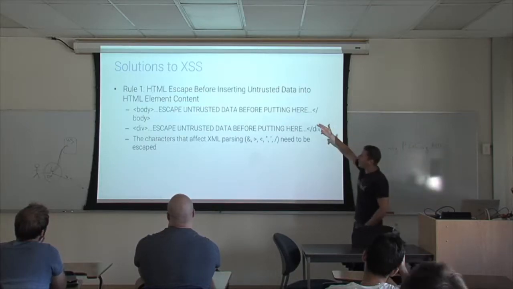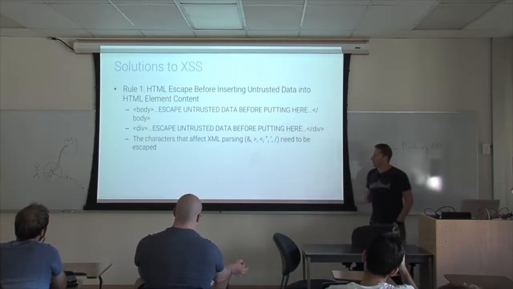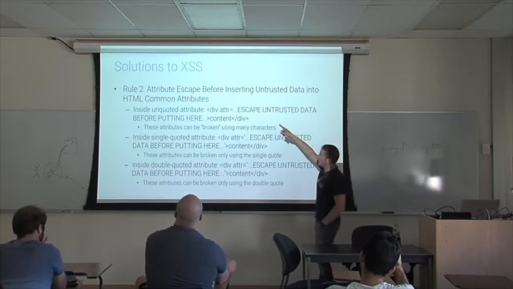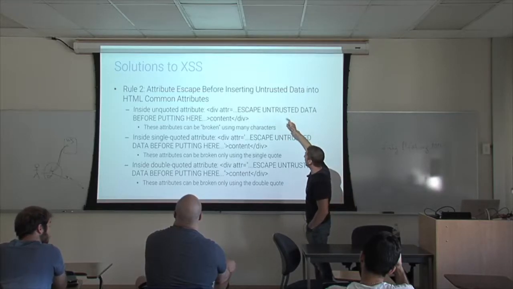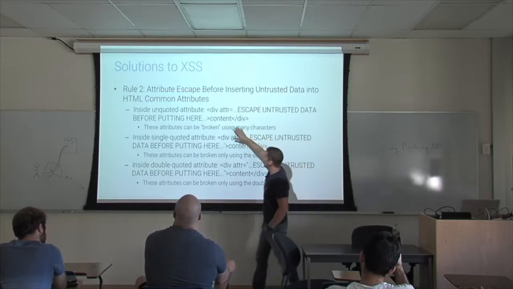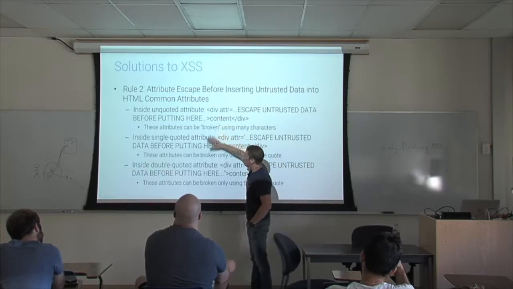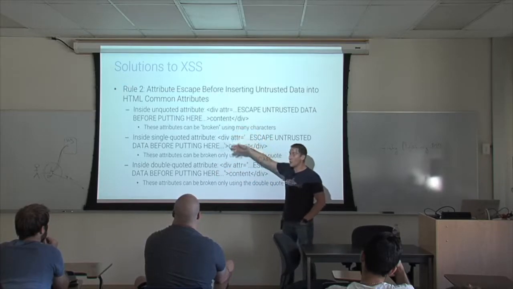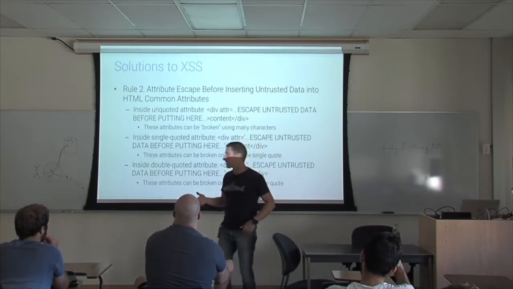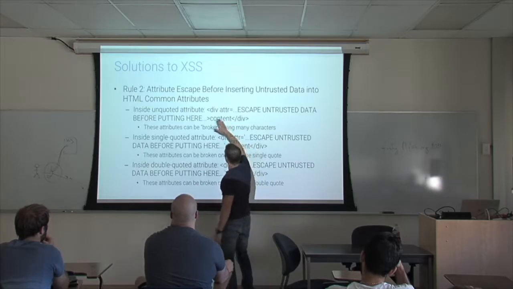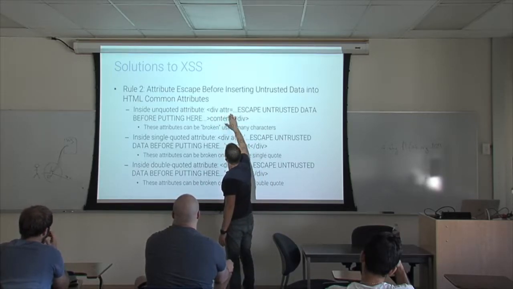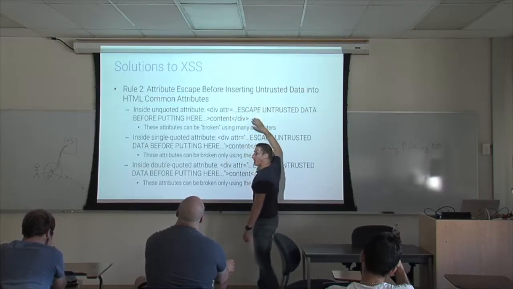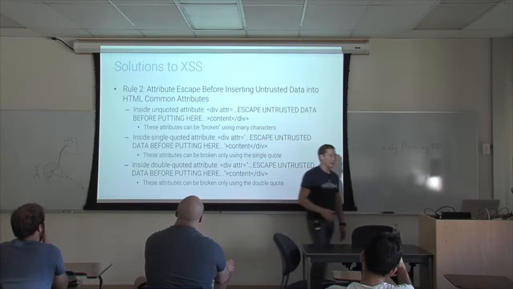Also, HTML escape before inserting into the data. Attribute escape before inserting untrusted data into an attribute, okay? You understand the idea that you put attributes in quotes, single quote or double quote or even unquoted, and of course this can be used for cross-site scripting, because suppose that there is an attribute here, somebody can close the attribute, close the div, open a script, put some code, close the script, and do everything else.